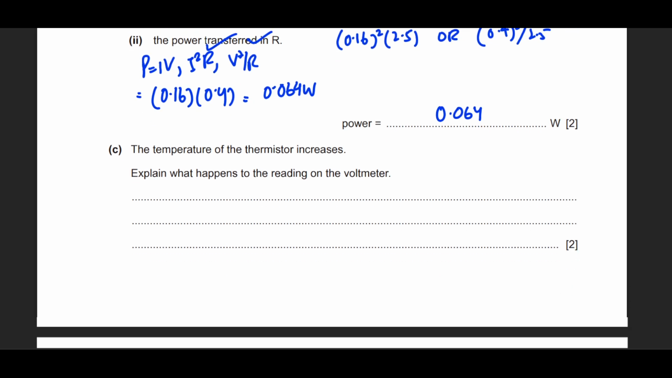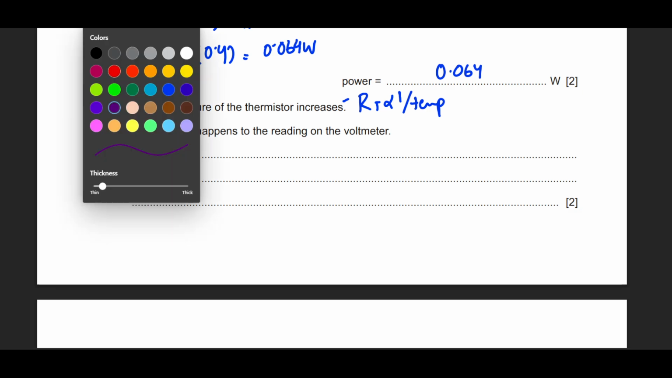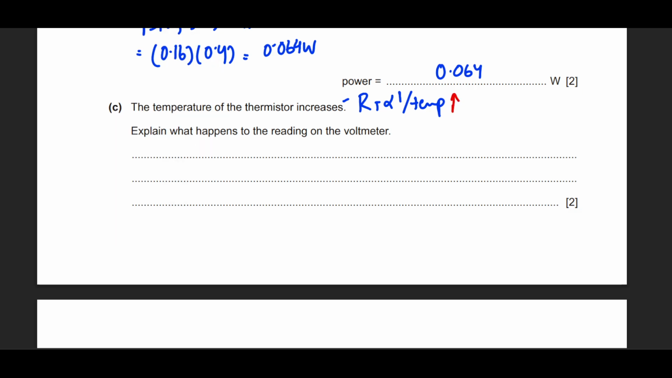You will get the same answers. The temperature of the thermistor increases, and we remember that the resistance of a thermistor is inversely proportional to temperature. He says that if the temperature is increased, if it is being heated up, the resistance will decrease. That is one thing that we remember about this equipment. So he says, what will happen? Explain what happens to the reading of the voltmeter.